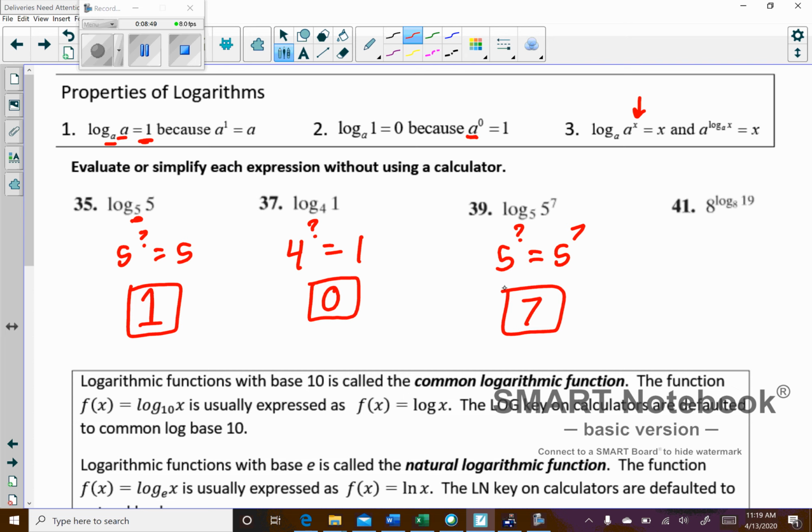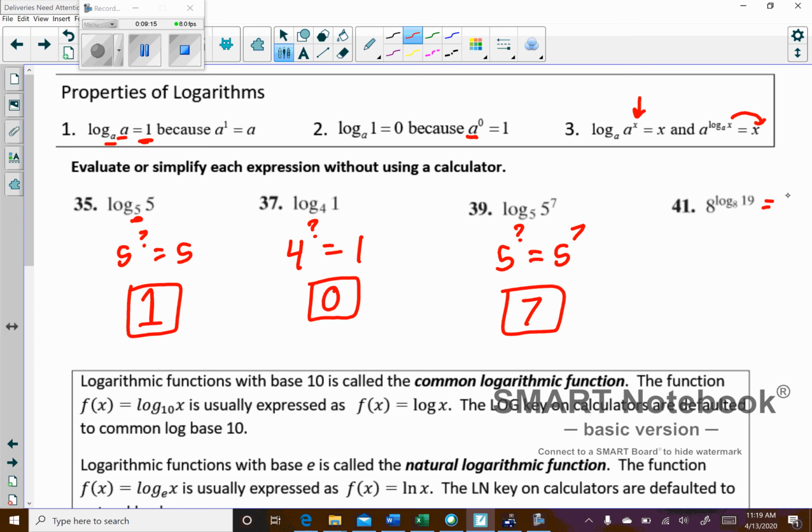The last one throws people off a little bit, but if you think about it, it does make sense. Right here we have a raised to the power of log base a of x, and that's going to equal what's being evaluated right there. So the answer to number 41 is going to be 19, okay? Now, I'm going to go ahead and show you why that is. When I show you the conversion, you'll see why.